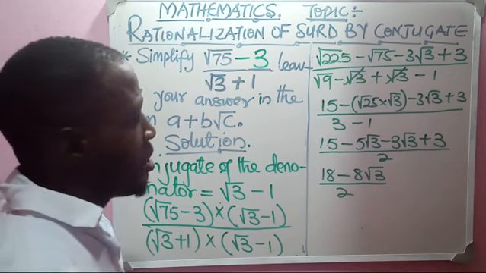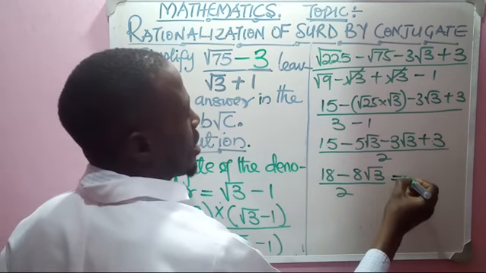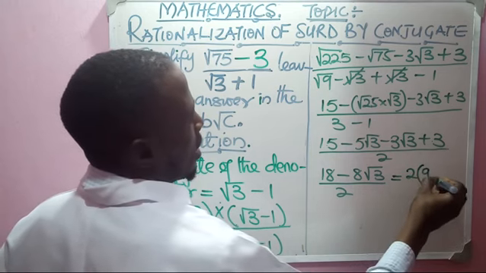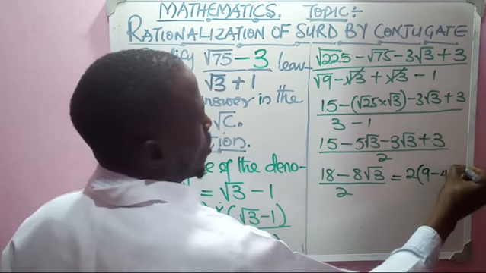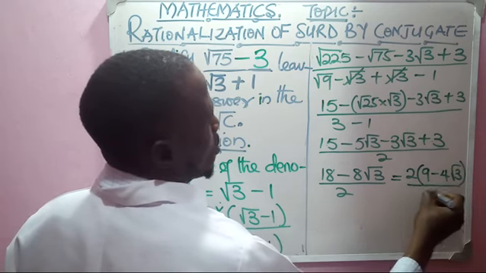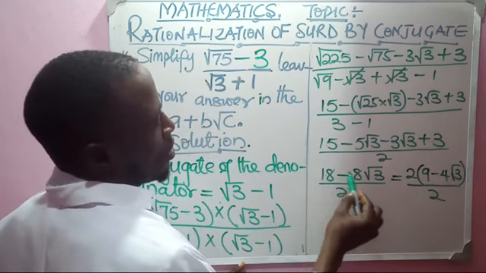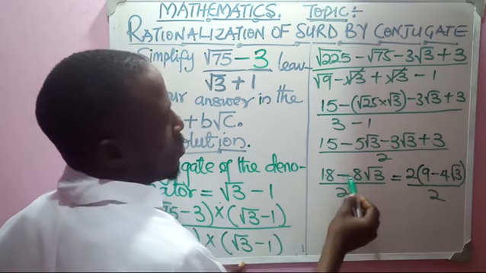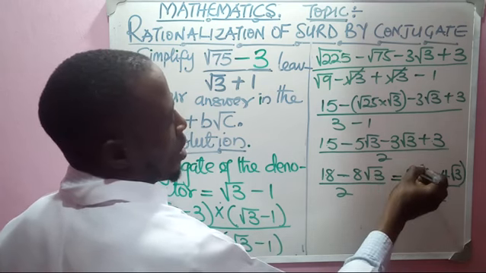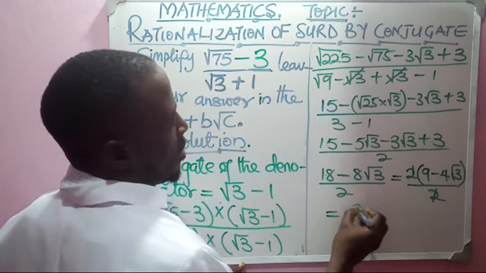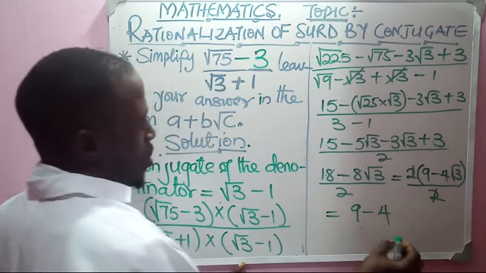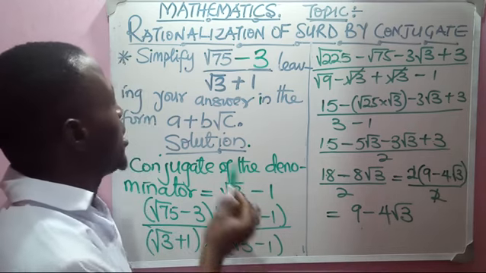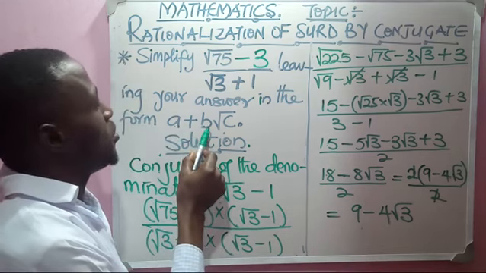Do you understand? Then if you go ahead, this is the same thing as saying 2 bracket, 2 is common, 9 minus 4 root 3 all over 2, because 2 can go into 18, 2 can go into 8. 2 times 9 will give me 18, 2 times minus 4 will give me minus 8. So these two are the denominator, we cancel this. Finally, I'll be having 9 minus 4 root 3. This is my answer, but they said I should leave my answer in the form of a plus b root c.